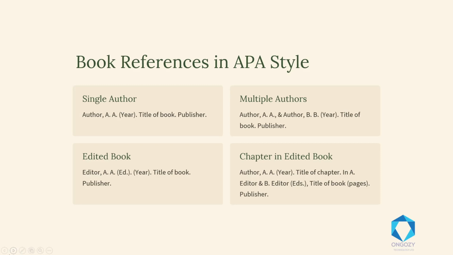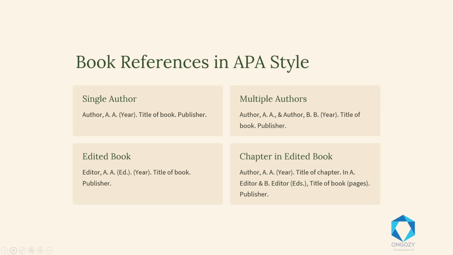So how do you reference books in APA? When it is a single author, you write the author's name and then the year, the title of the book, and the publisher. Okay, that is the order. You write the author's last name and the initials of their other names. Remember, you begin with their last name, then the initials of their other names, and then the year of publication, the title of the book, and then the publisher.